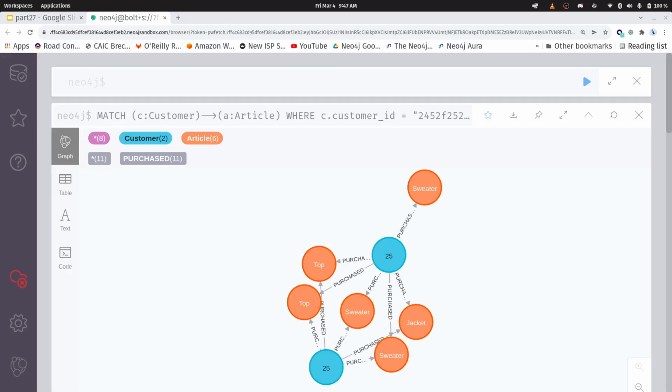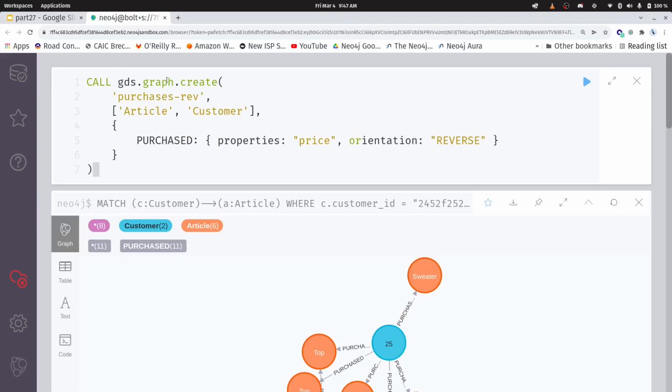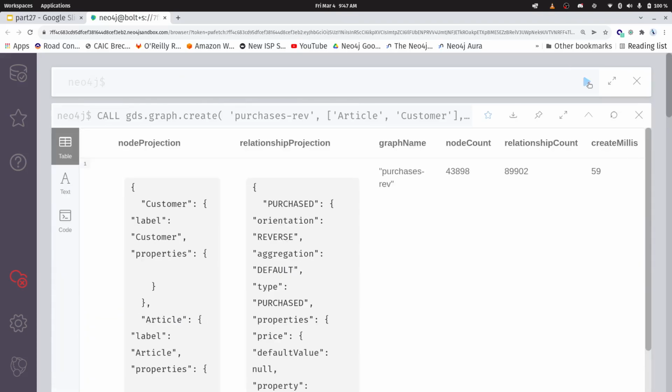Now, what about article similarity? Here's a hint. Node similarity goes in the direction of the relationship. And if you recall from the graph model, we went from customer to article. But let's say I want to come up with the articles that are most in common. What I'm going to do, this is just a little trick, is go in the reversed orientation of my relationship. That means that my articles come first, and that will allow us to get our article similarity.